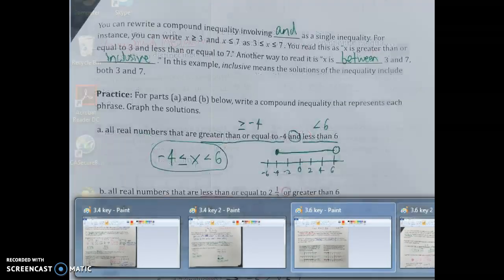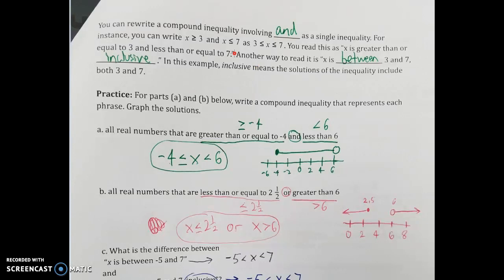So expanding on that a bit with some more terminology, we can rewrite a compound inequality that uses and as a single inequality. So this doesn't actually work when you're using or. So for instance, if I have those two inequalities from the last page, x greater than or equal to 3 and x less than or equal to 7, I can combine those because x is going to have to be in between those. It's got to be bigger than or equal to 3 and less than or equal to 7. So I read this as x is greater than or equal to 3 and less than or equal to 7. Another way to read it is x is between 3 and 7 inclusive.